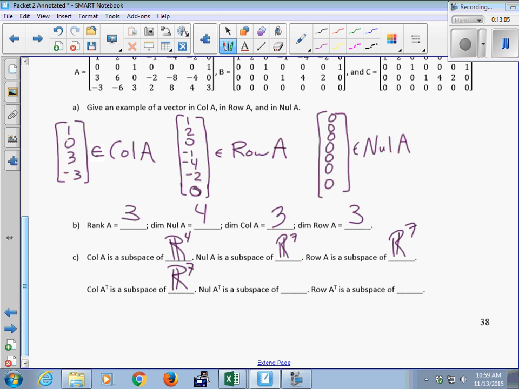The null space of A transpose, R4. And the row space of A transpose, that would be the column space of A, which is R4. Good.